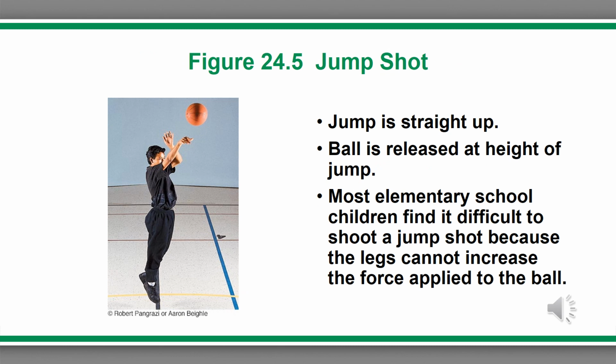A jump shot is going straight up and releasing it at the height of your jump, and that's the difficult part for the students. I would even introduce it to 5th grade because junior high has trouble with it. And as I said earlier, most elementary school children find it difficult to shoot a jump shot. Their legs cannot jump high enough to release the ball. It's very hard to do the timing for a jump shot, so don't even try to introduce it. I mean, you can introduce it if you have a very athletic student in the fifth grade, maybe, but I definitely wouldn't introduce it sooner.